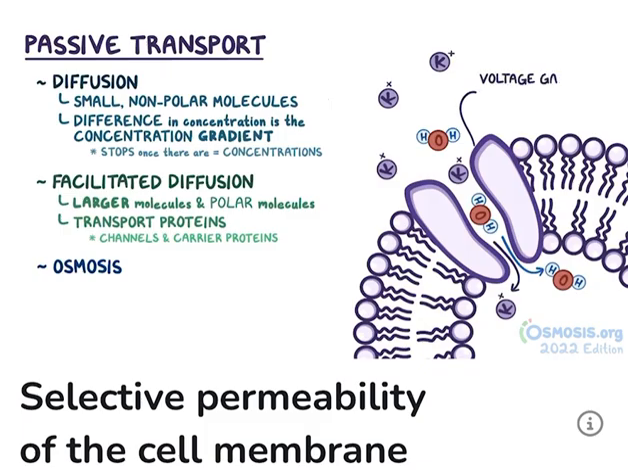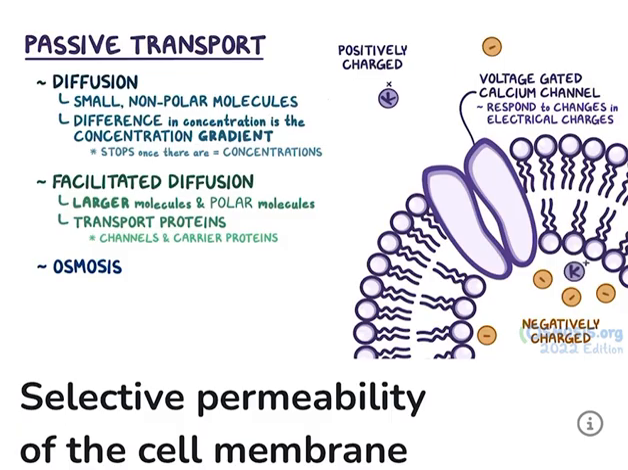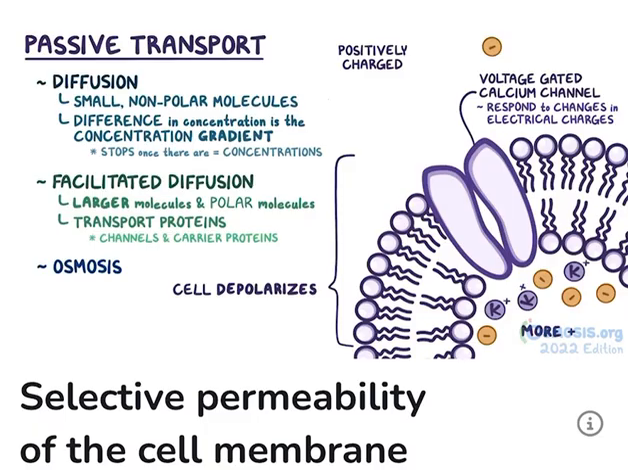For example, the voltage-gated calcium channels respond when the electrical charges on the two sides of the cell membrane change. Normally, there are more negative ions inside the cell than outside. So the inside of the cell membrane is negatively charged, and the outside is positively charged. When positive ions make their way inside the cell through one form of transport or another, the cell starts to depolarize gradually, so step by step. The membrane becomes more positive on the inside and more negative on the outside.